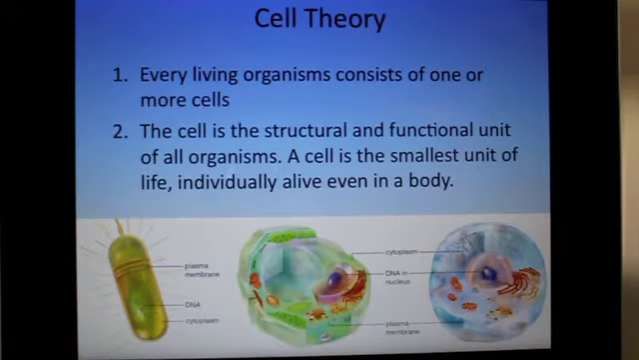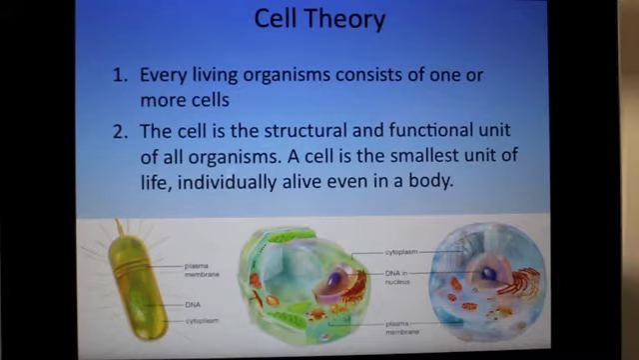Now, the observations of von Leeuwenhoek and other early microbiologists led us to come up with something called cell theory. Cell theory is the theory of cells, and it has 4 parts. The first part states that every living organism consists of one or more cells. Number 2, the cell is the structural and functional unit of all organisms. A cell is the smallest unit of life, individually alive, even in a body.